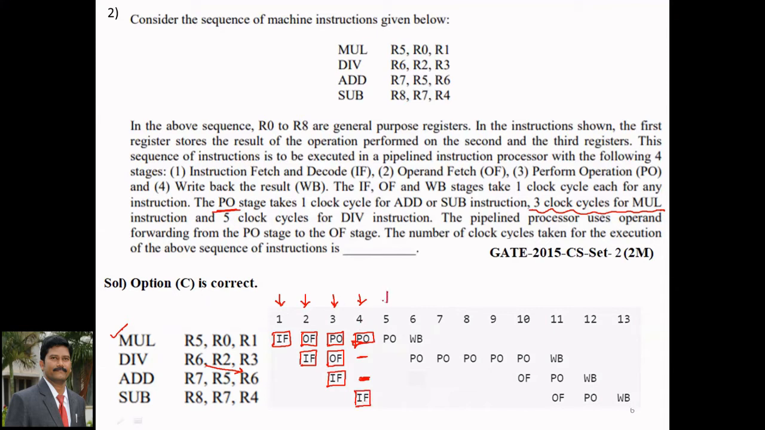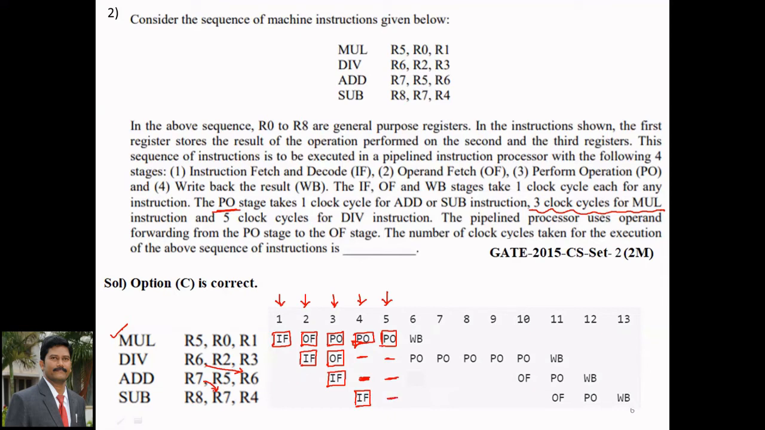And see, in the fifth clock cycle, the multiply instruction takes three clock cycles to execute the perform operation, so the PO continues here. The division instruction finds PO busy, so it has to wait. The add instruction has to wait for the operands, so it is idle. And here also R7 is a data dependency, so it has to wait until the PO completes, so it is idle.